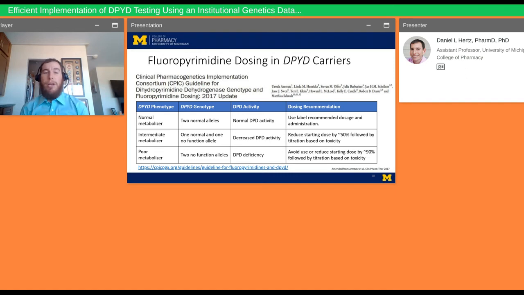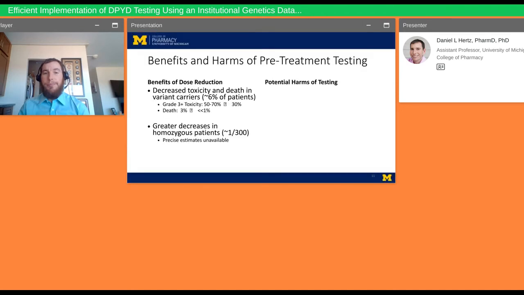Finally, in the bottom row, our poor metabolizers who have no functional alleles have complete DPD deficiency. They should either avoid use of fluoropyrimidines or empirically reduce the starting dose by about 90%, again followed by escalation as tolerated. And you can see the full CPIC dosing recommendations at the CPIC or PharmGKB websites. So now I'll just quickly go over what the general benefits and harms of pretreatment testing are, so everyone understands the benefits and risks of this strategy.